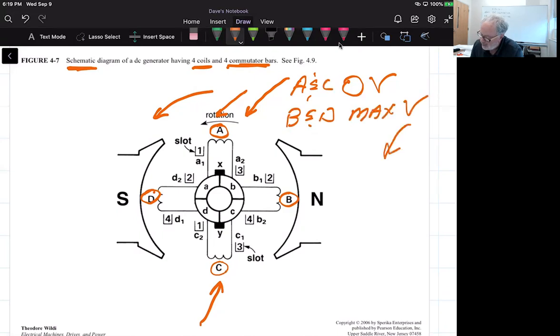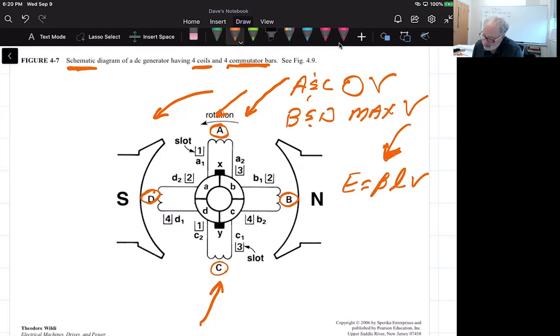And that voltage is described, or is proportional to, again, the flux density, the actual physical length of the coil, and how fast it's turning across there. So the schematic diagram in figure 4.7 tells us where the coil sides of the individual coils are located, between the poles, under the poles, near the pole tip, and so forth and so on.